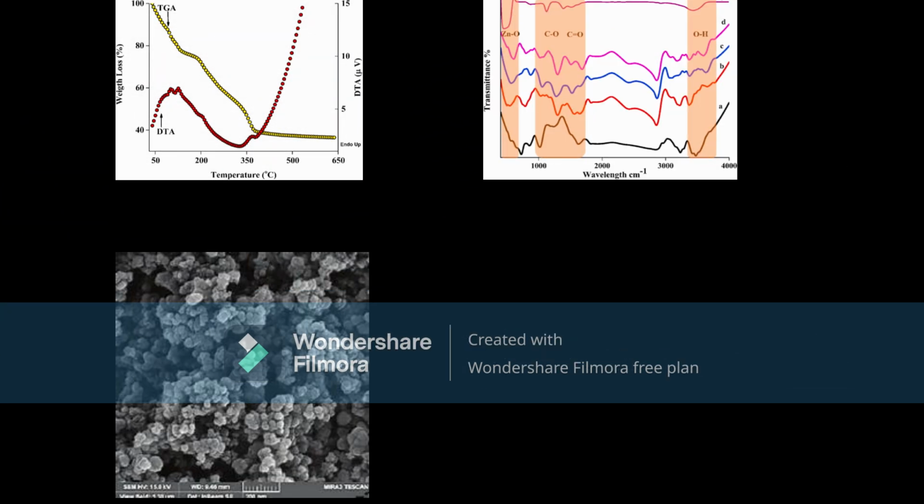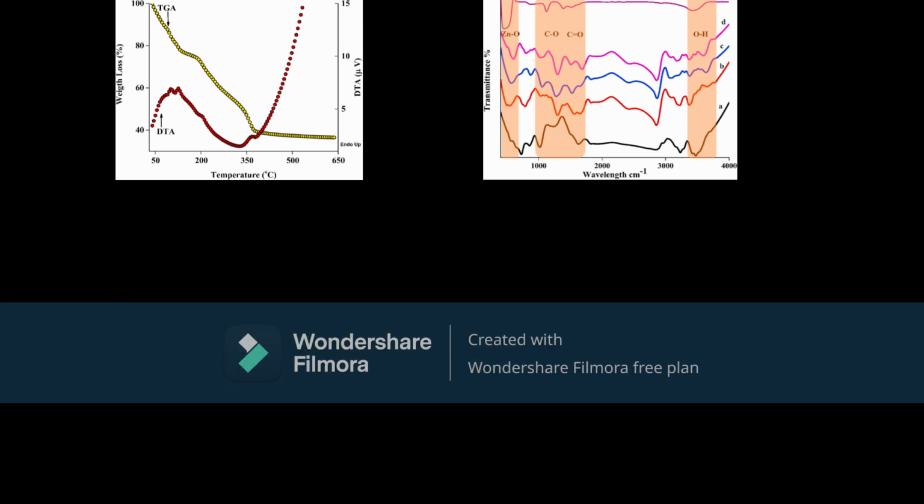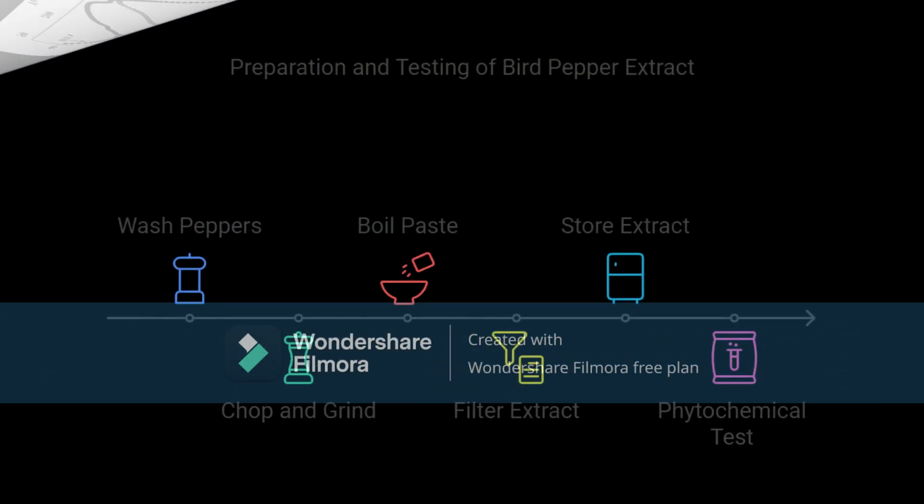Past studies show that this green synthesis method has been done with characterization such as thermogravimetric analysis, FTIR, scanning electron microscopy, UV-visible, and X-ray diffraction. The method for plant extract preparation is simple.